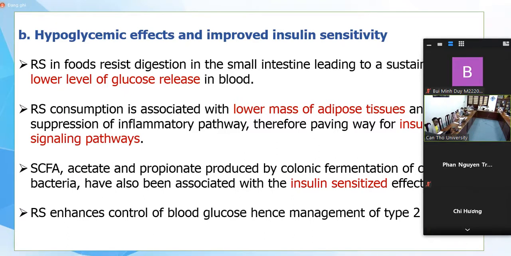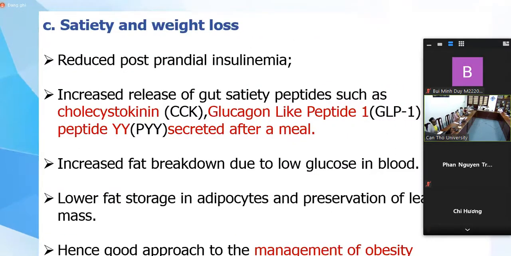Then another one: the short-chain fatty acids acetate and propionate, produced by colonic fermentation by colonic bacteria, have been associated with the insulin sensitivity effect of resistant starch. Then RS enables us to control blood glucose, therefore we can manage type 2 diabetes. The other health advantage is satiety and weight loss.